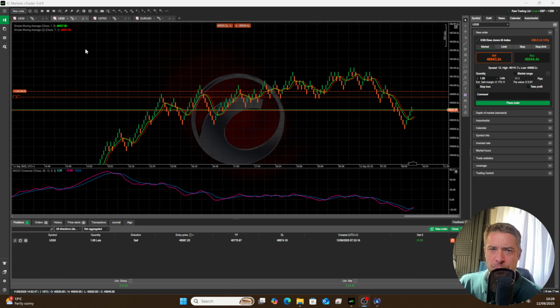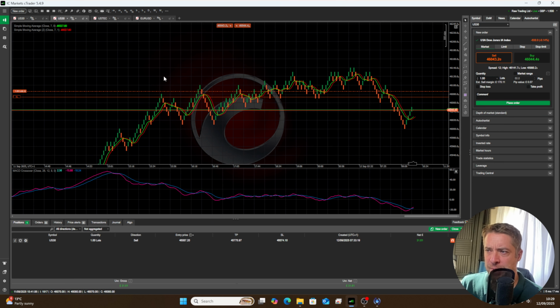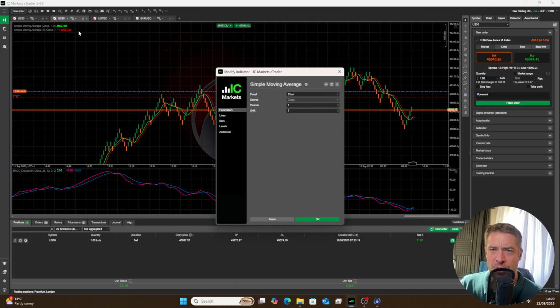And what I do is I load up cTrader like this. I select US 30. And then I will go to Renko and set it to 100 pips. And then it'll do something like this. And then I just add in a couple of simple moving averages with a period of 7. I'll have two. One is a period of 7, and one is a period of 7 with a shift of 1.